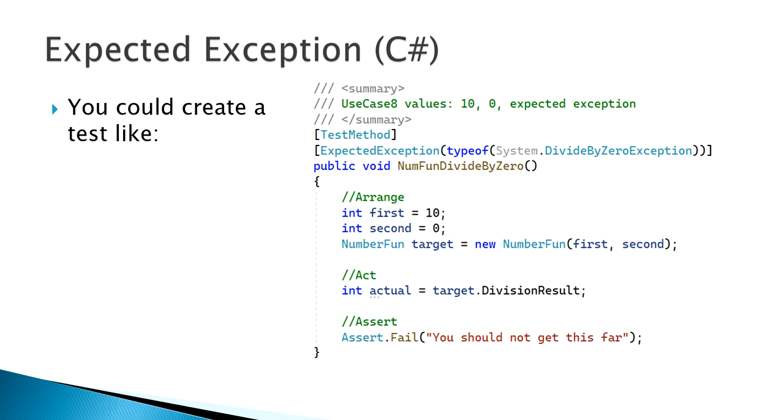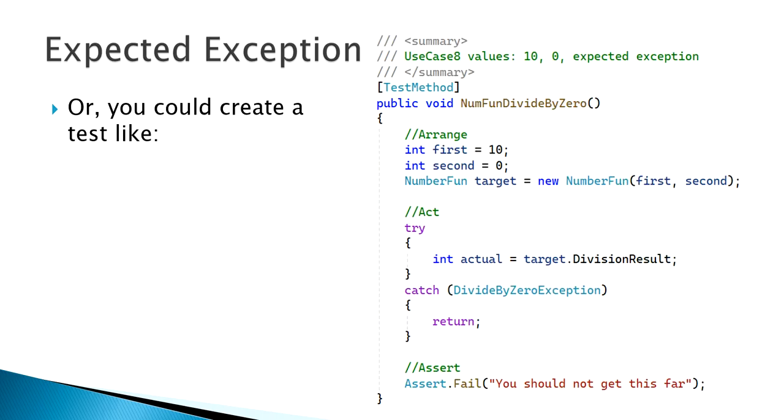Okay, now just to show you the variation, if you didn't want to use this expected exception attribute, then you could use a try-catch as well. So this gives basically the exact same test result. Basically here, we'll make our range here. We'll have our first, our second. We instantiate our target using those values.